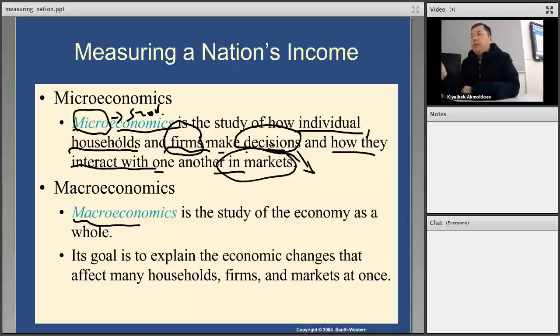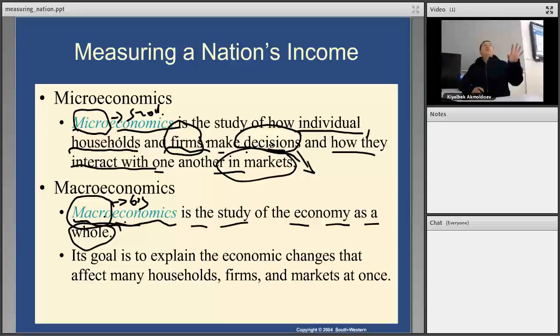Second one, which we study this semester, is macroeconomics. The word macro is the opposite of micro, which means what? Big. So we can understand logically that macroeconomics studies the big part of the economy. What is this big part of the economy? It is the study of the economy as a whole. Macroeconomics does not study only one firm or some industries or some buyers. Macroeconomics studies the economy in full.